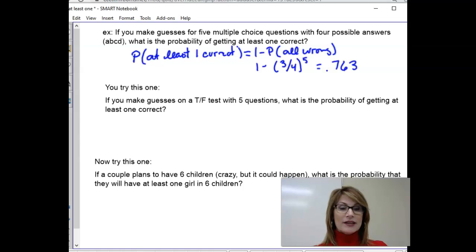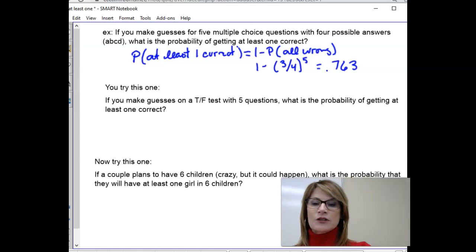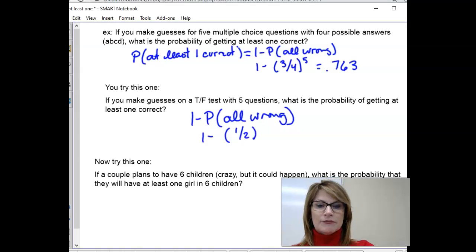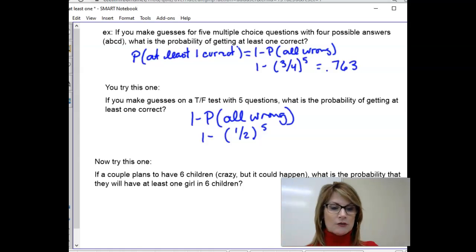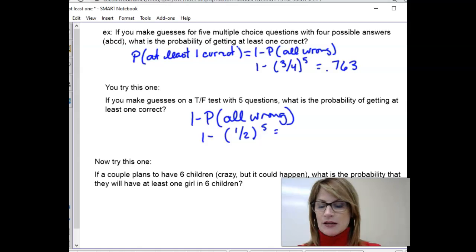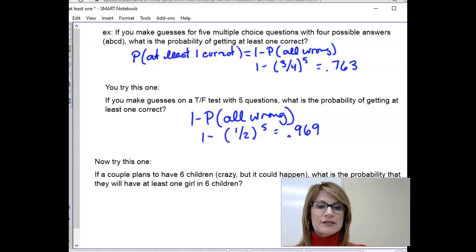Okay, now let's check your answer. At least one correct would be 1 minus the probability that they're all wrong, and these are true, false. One minus the probability that they're all wrong. So 1 minus 1/2 to the 5th would be 0.96875. So that's 0.969. At least one correct.